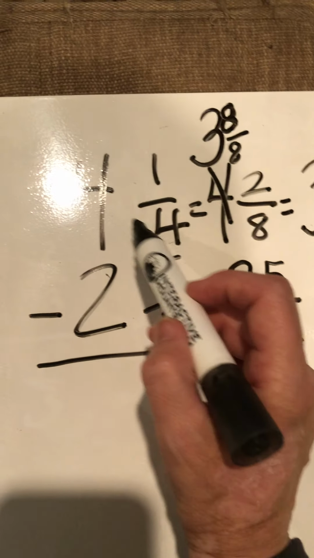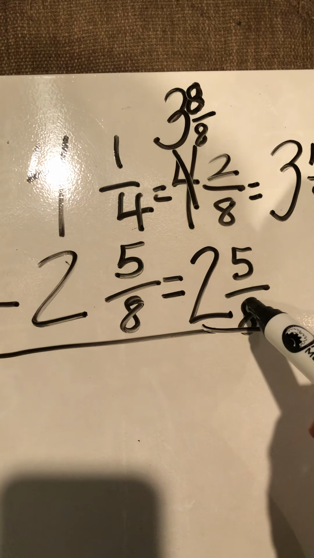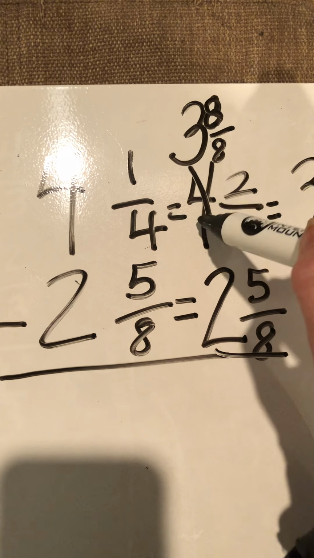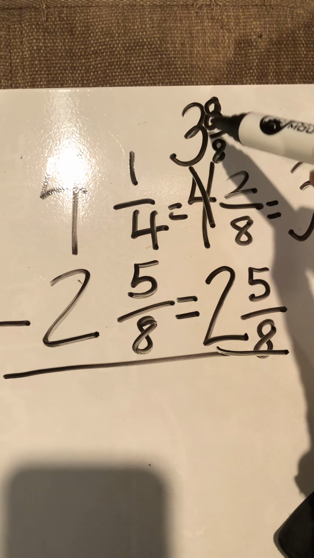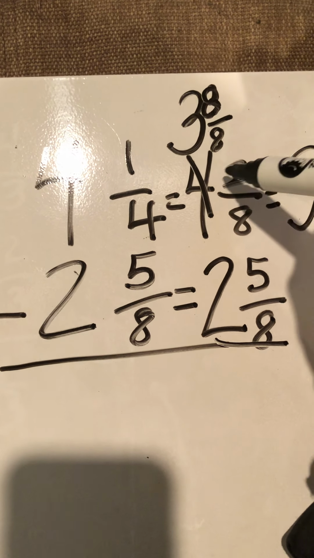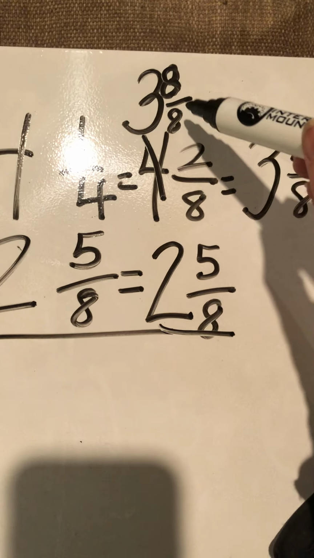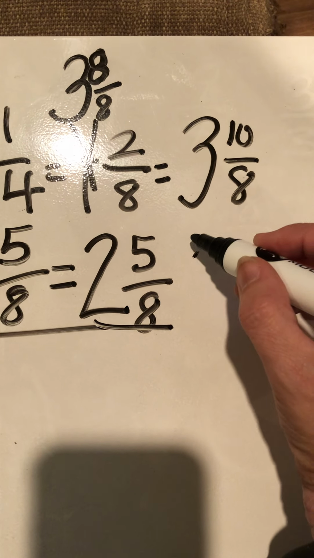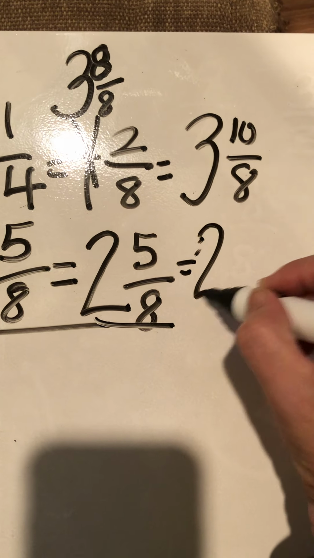Okay? So first I changed it to the 8s. Then I couldn't do this, so I took one away. I borrowed 1. That became a 3. I changed that 1 into 8/8. And now I added the 8/8 to the 2/8 is 10/8. And now I'll just bring this one over.